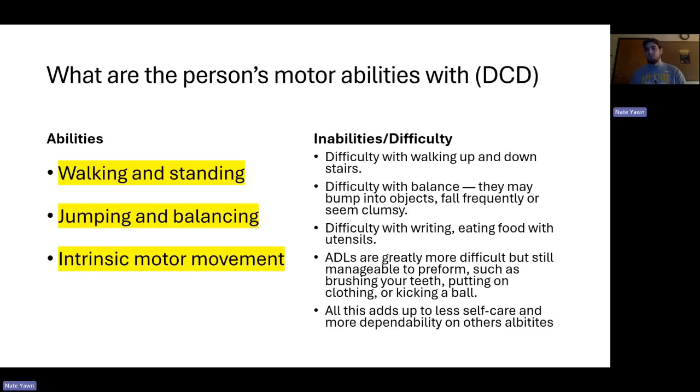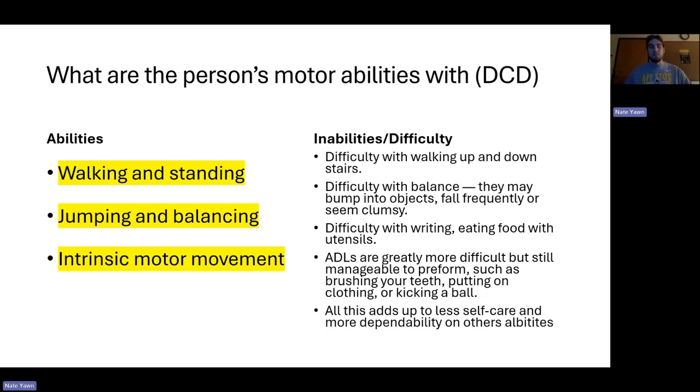What are the person's motor abilities? Really, they can do just about anything. They just have a dampened ability to do any motor ability that you can do: walking, standing, jumping, balance, intrinsic motor movements. All these are dampened and they cannot function as well as me and you. Difficulty walking up and down stairs, spatial awareness, difficulty with balance, they may bump into objects, fall frequently, and even seem clumsy.